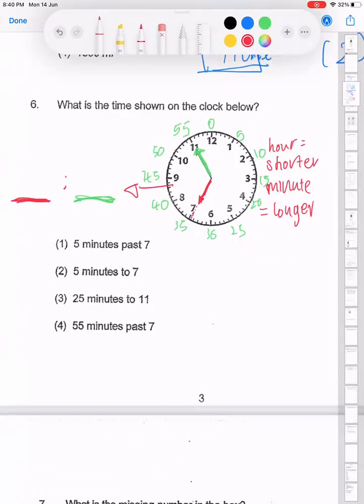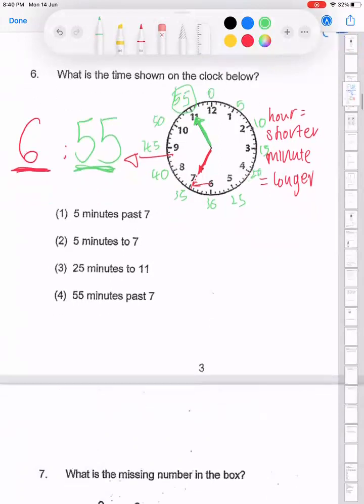It's almost at 6, but it's not yet at 6. So not yet at 7, sorry. So therefore it's 6, right? Because it's still in the 6. And then what time is it? 55, because the minute hand is pointing at the 5. Therefore that's the answer. Okay.